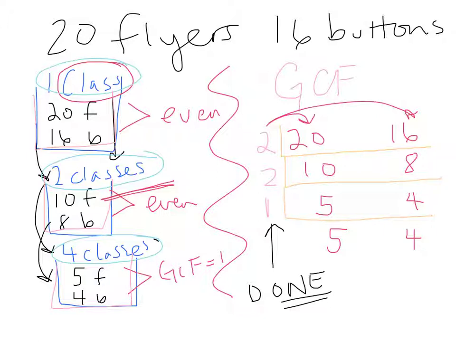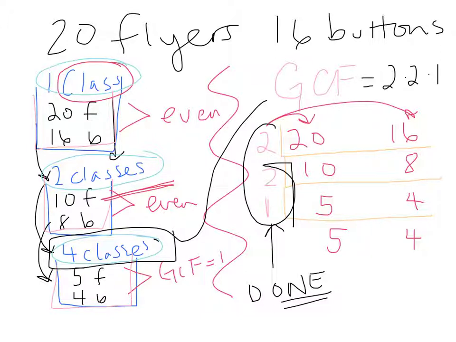And the GCF for us, and Lori can talk to you about this too, are these numbers here. So the GCF is 2 times 2 times 1, or 4, which is the same thing. This 4 here is the same thing as the 4 classes.